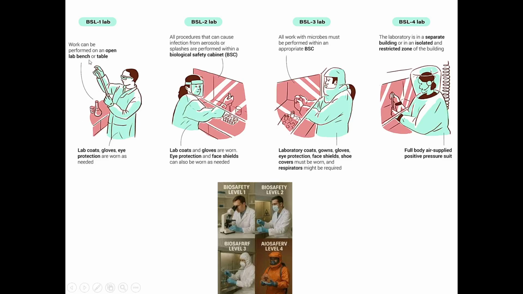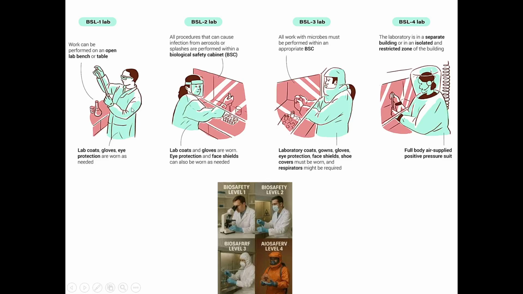So in BSL 1, you can see here we can work on an open lab bench or a table with a lab coat, goggles and gloves, if it is needed, in case there is any sort of spillage. And in BSL 2, all the procedures that can cause infection from aerosols or splashes are performed within the biological safety cabinet. Lab coats and gloves are worn. Eye protection and a face shield can be worn as needed.